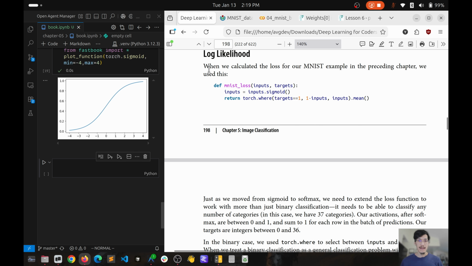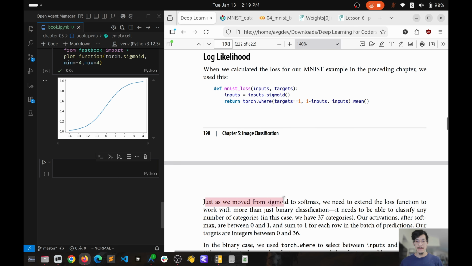Log likelihood. When we calculated the loss for our MNIST example in the preceding chapter, we used this. So this is our loss function from the previous chapter to calculate the loss between the predictions of whether or not something's a 3 or a 7.